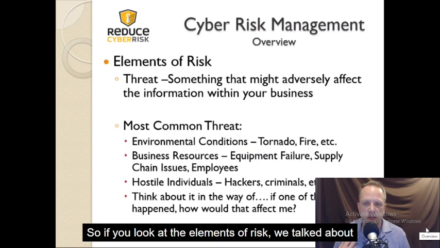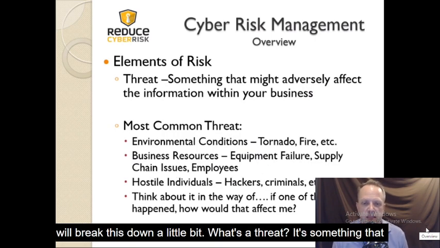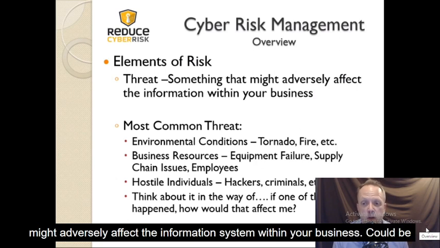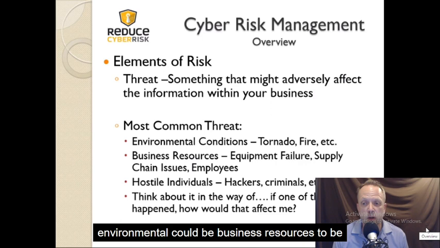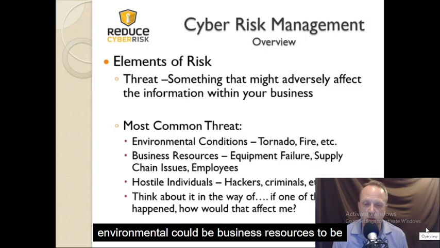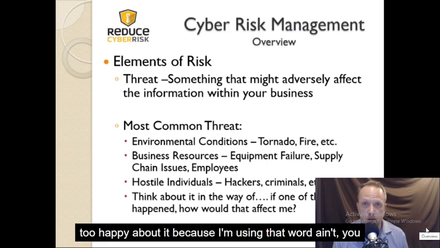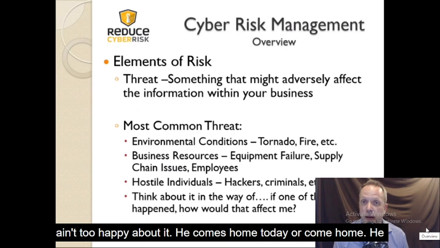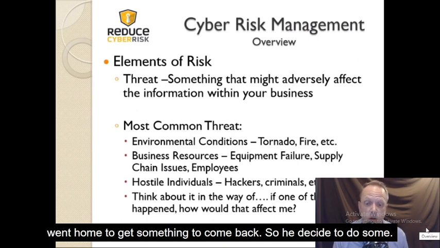So if you're looking at the elements of risk, we'll break this down a little bit. What's a threat? It's something that might adversely affect the information system within your business. Could be environmental, could be business resources, could be hostile individuals. Billy Bob that you just fired isn't too happy about it. He goes home to get something to come back, so he decides to do something.